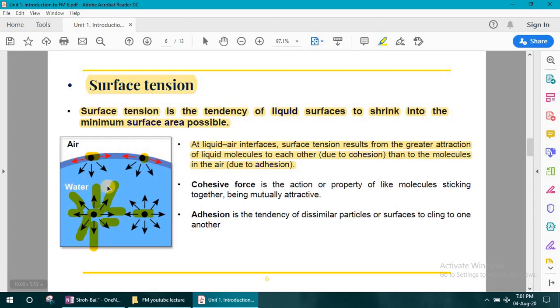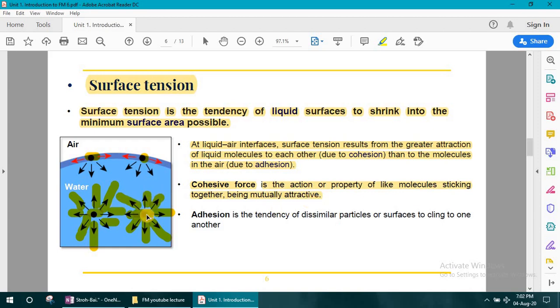So there is an equal amount of attraction from all the sides, so net force is 0. For this particle of water also, it is completely surrounded by water only, so the attraction forces become equal and opposite, so net force is 0. These forces are known as cohesive forces. So cohesive forces occur only in similar kinds of molecules because of the mutual attraction.